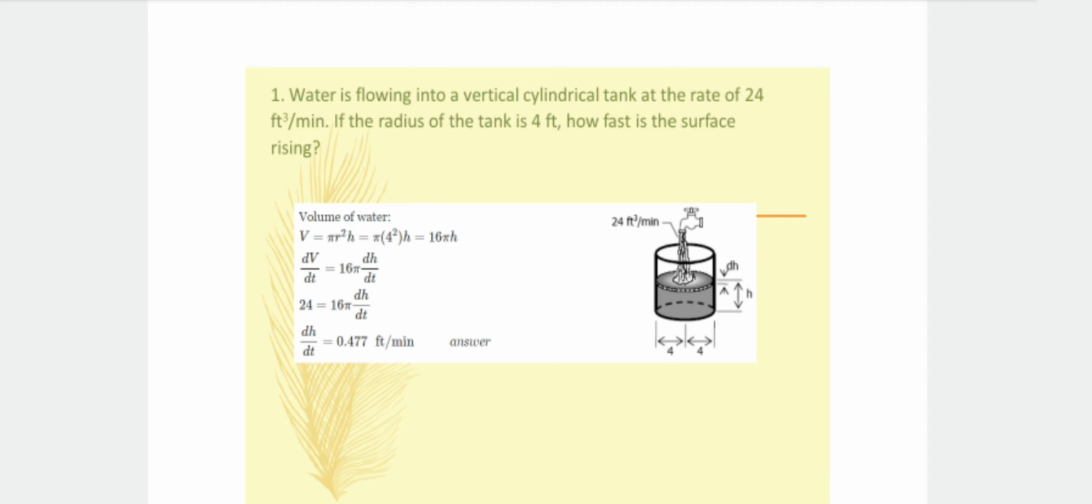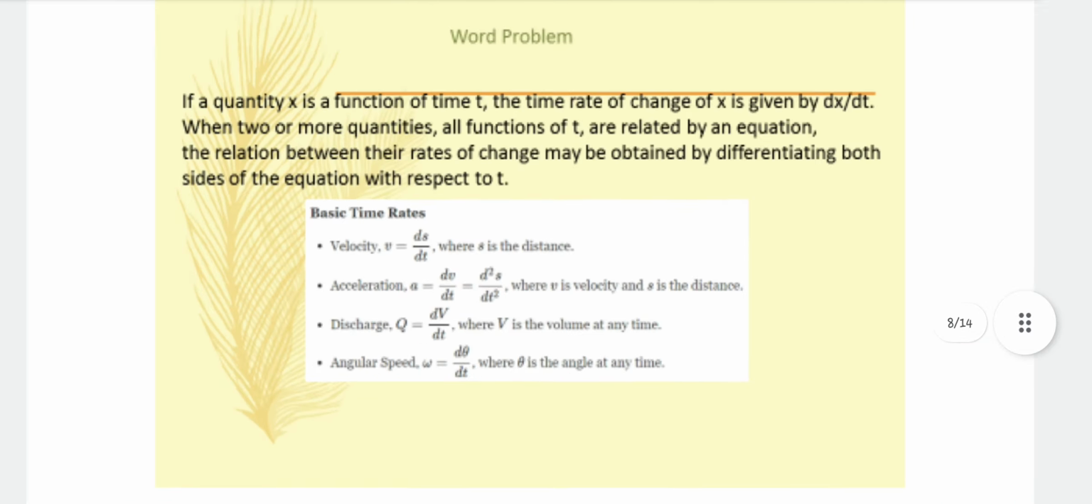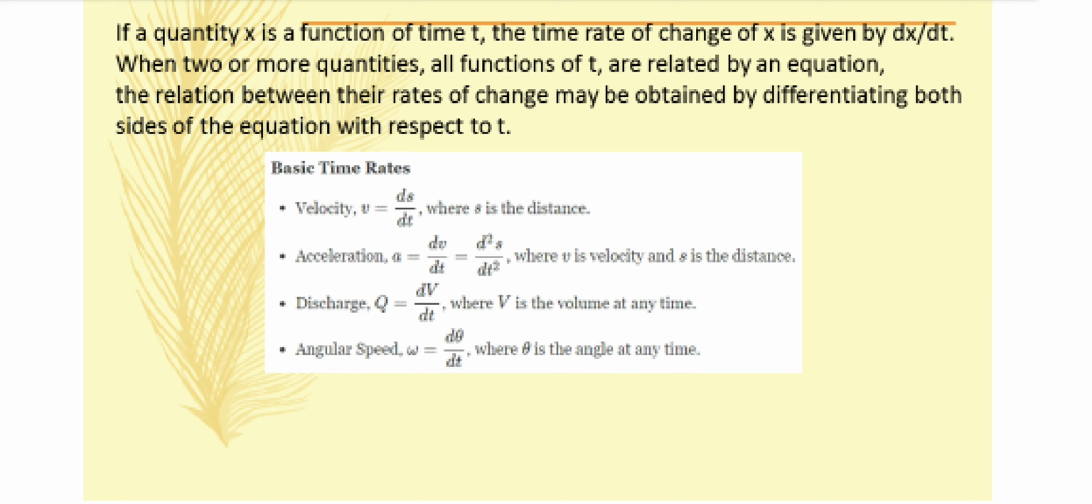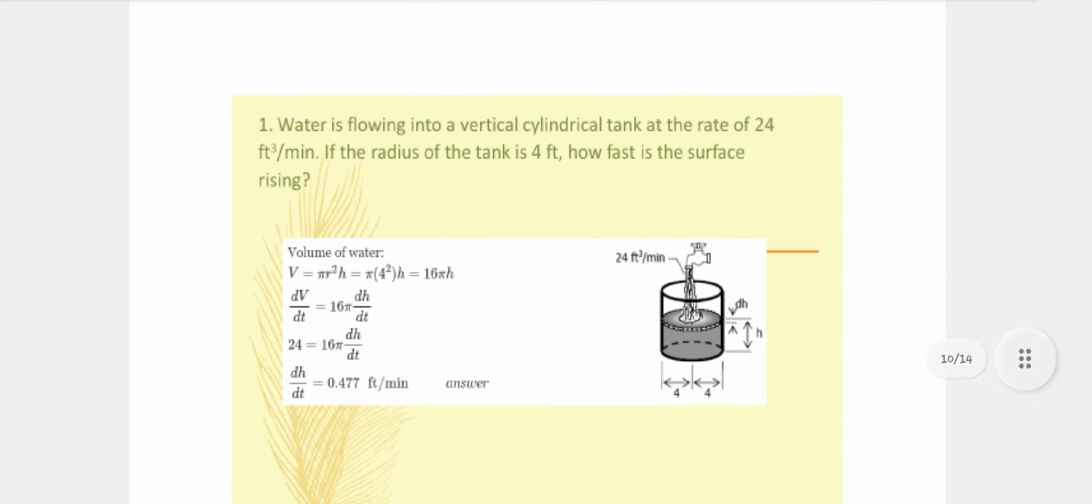Water is flowing into a vertical cylindrical tank at the rate of 20 feet cubed per minute. When you say Q, this discharge is in terms of volume per time, so cubic feet per minute or per second, depending on the problem. So, that is Q, 24. If the radius of the tank is 4, therefore your diameter is 8. How fast is the surface rising? Water is flowing from the faucet, and the question is how fast the water rises, or how fast your container fills up with water.